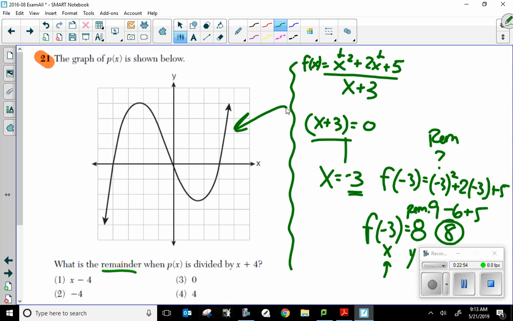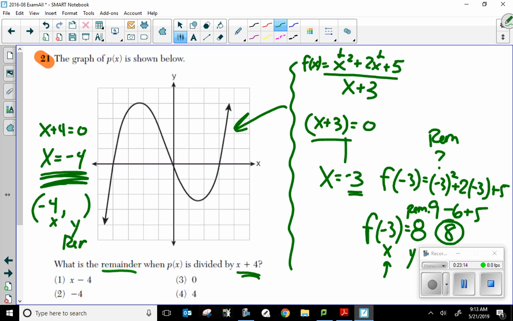We're going to do that right here with this. I'm going to solve x plus 4 equals 0. That means x equals -4. Whatever I plug -4 into this function, the y value is going to be my remainder. All right? So here we go. -4 is -1, -2, -3. Oh, -4 right there. The y value, that coordinate at -4, is 0.